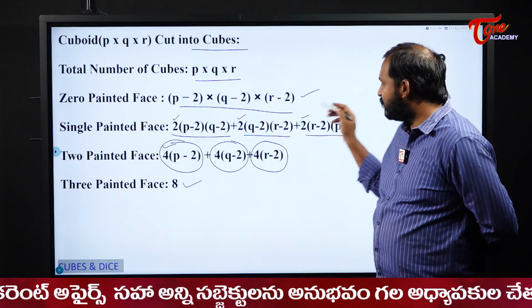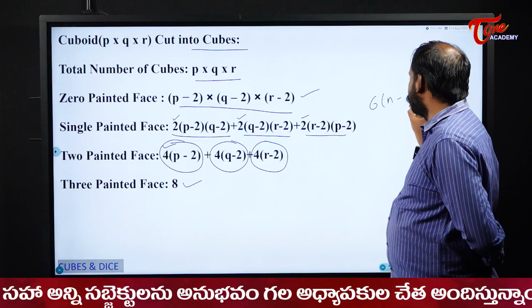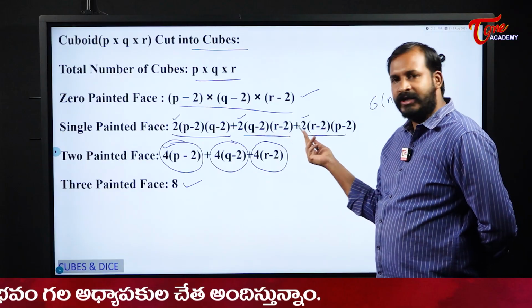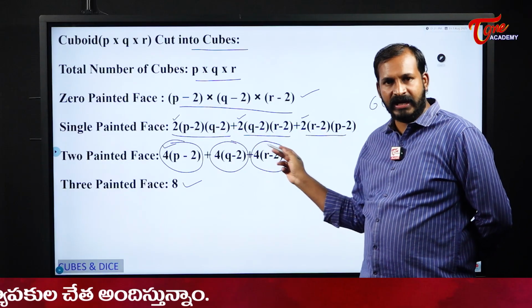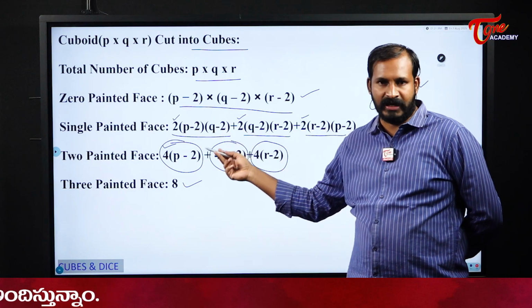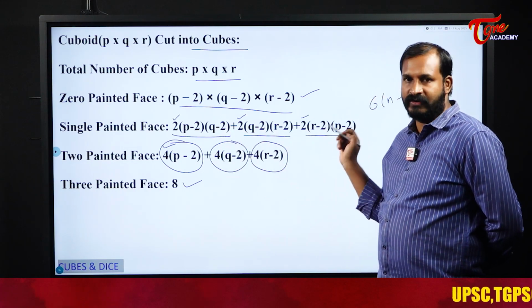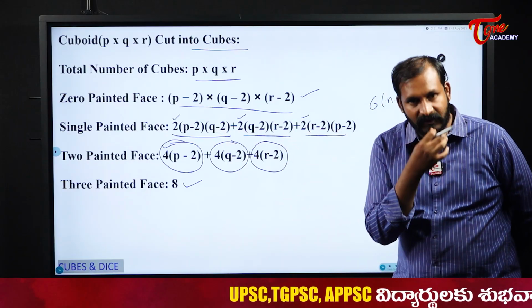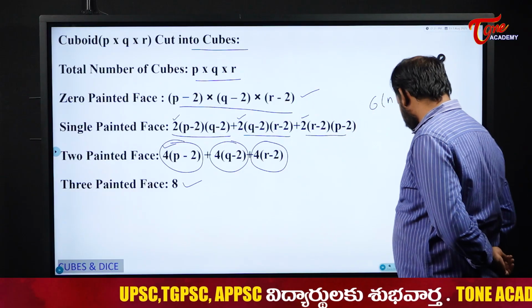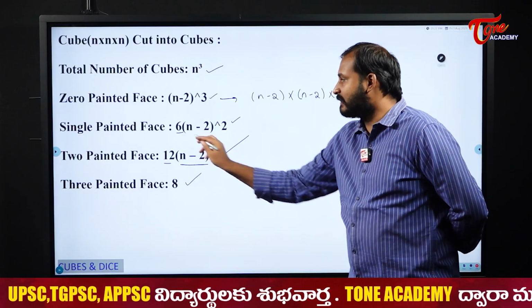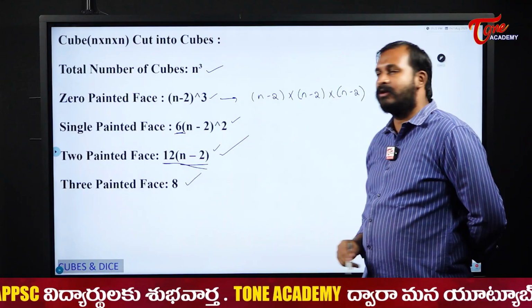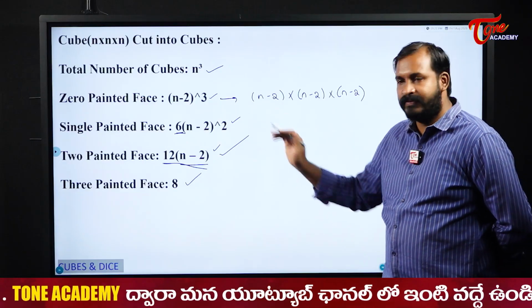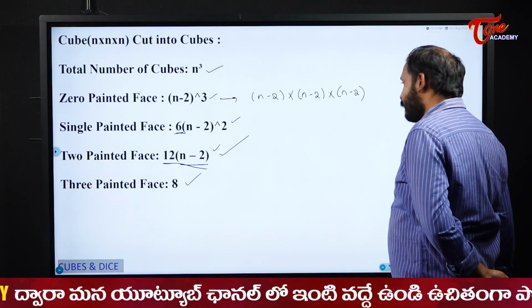For the cube, we write directly 6 into n minus 2 whole square. The reason is that P and Q are both n. So if P and Q are both n, this becomes n minus 2 into n minus 2, n minus 2 square. So 2 times n minus 2 square, three times, becomes 6 times n minus 2 whole square. The same logic applies everywhere, so cube and cuboid are similar. Just be careful while taking this n and PQR.